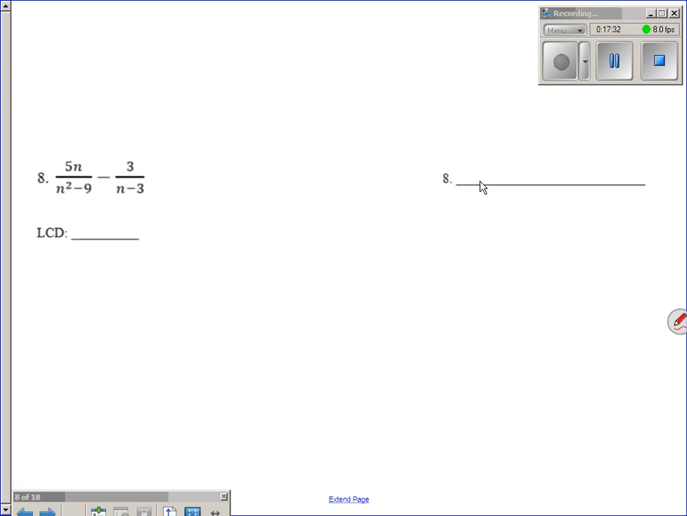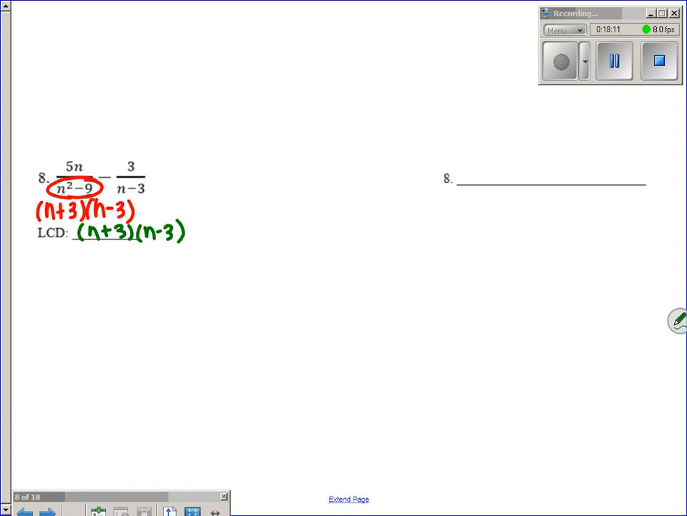Okay, number 8 is a subtraction problem. Hopefully you already noticed that this part right here where it says n squared minus 9 is a difference of perfect squares. The square root of 9 is positive 3 and negative 3. So it's x plus 3. Oh, not x. Dealing with n's. n plus 3 and n minus 3. And luckily, the other fraction also has an n minus 3, so our LCD is just going to be n plus 3 and n minus 3.